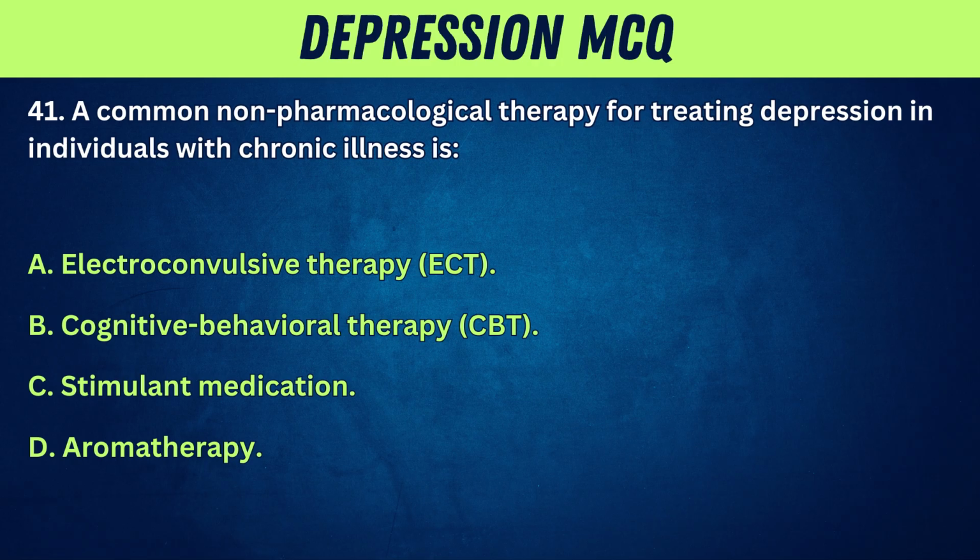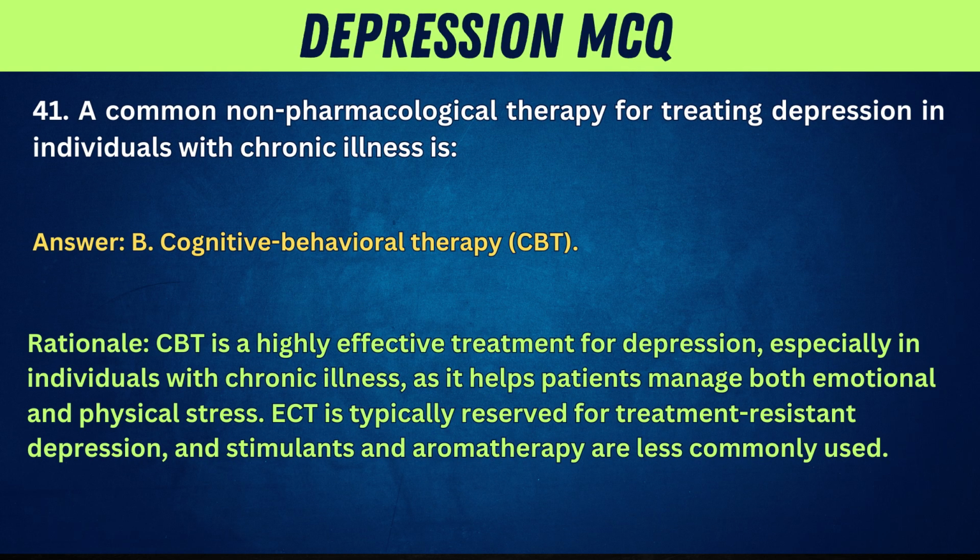41. A common non-pharmacological therapy for treating depression in individuals with chronic illness is A. Electroconvulsive therapy, ECT. B. Cognitive behavioral therapy, CBT. C. Stimulant medication. D. Aromatherapy. Answer: B. Cognitive behavioral therapy, CBT. Rationale: CBT is a highly effective treatment for depression, especially in individuals with chronic illness, as it helps patients manage both emotional and physical stress. ECT is typically reserved for treatment-resistant depression, and stimulants and aromatherapy are less commonly used.